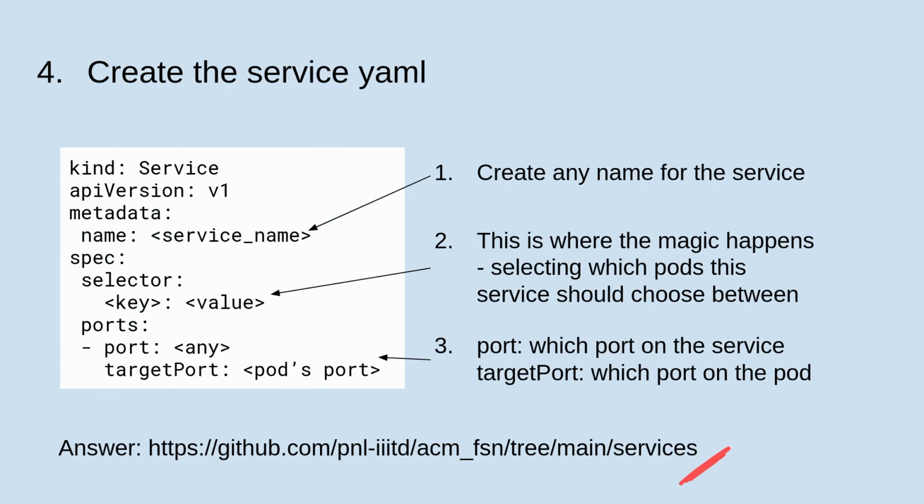So there are two ports. The first port is what port the service should be exposing, the port on the service that you want to reach, and the target port is the port on the pod itself. So an external client, someone who wants to connect to the service, will connect to this port, correct, and the service will connect to the pod's target port.